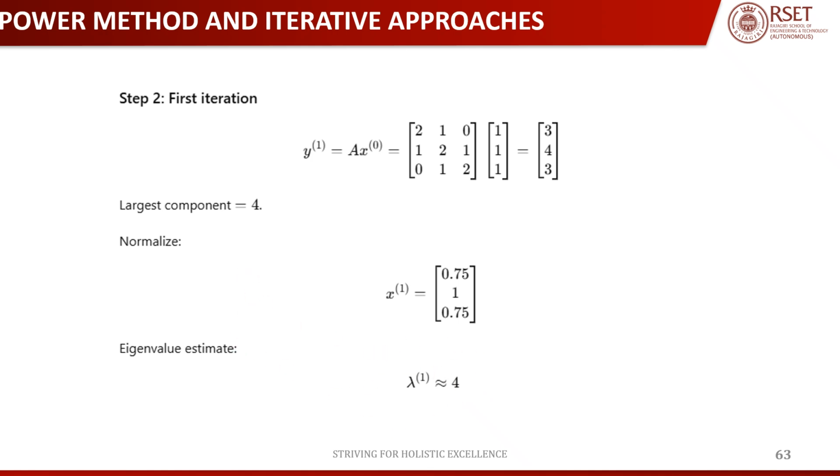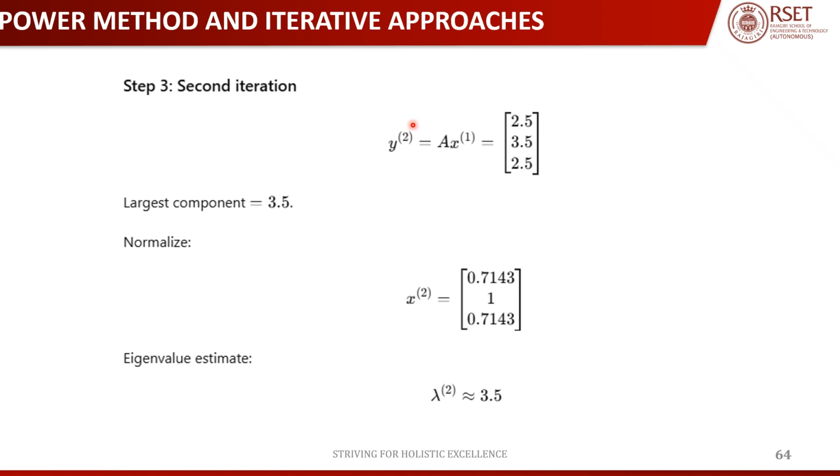Now in the second iteration, what happens? y2 will be A x1 and we have this particular thing, and here also the largest component is 3.5. So on dividing each entry by 3.5, we have 1 and 0.7143, 1... it's almost nearest to 0.7, right? And our new lambda 2 is 3.5. Before it was 4, now it's 3.5.